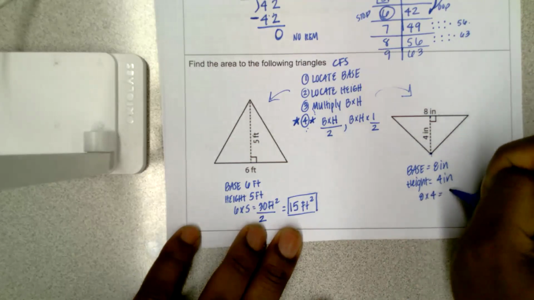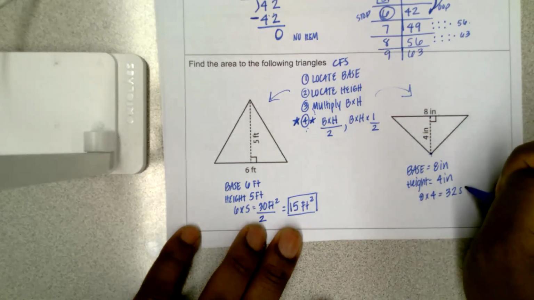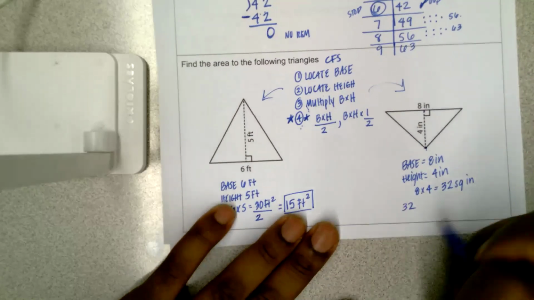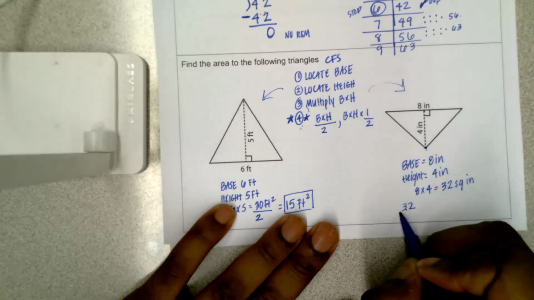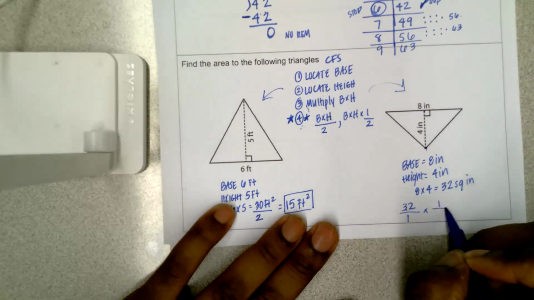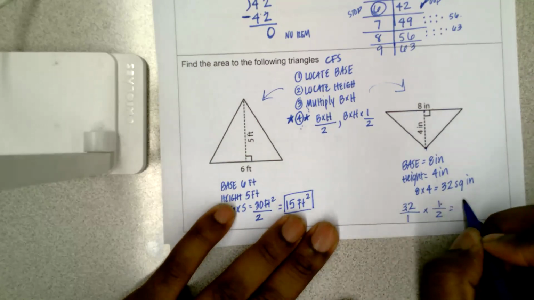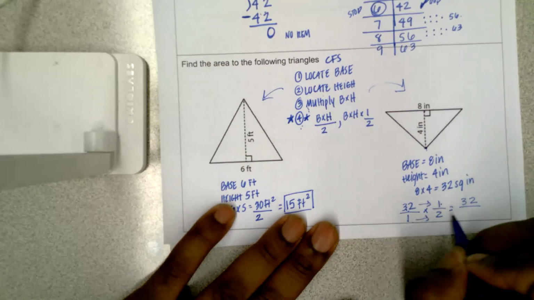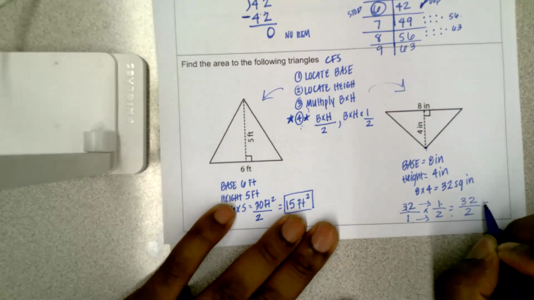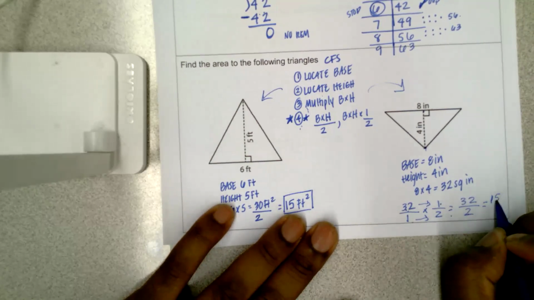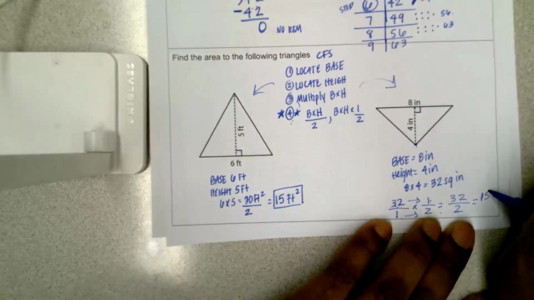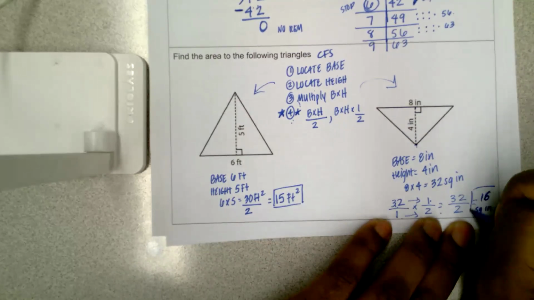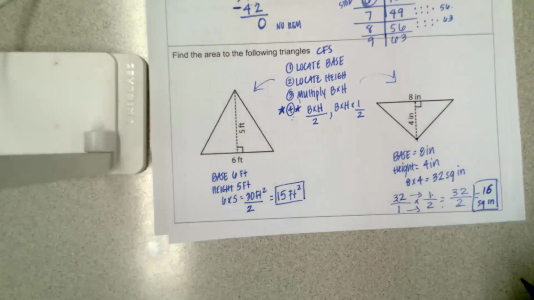8 times 4 equals 32 square inches. And 32, every whole number is written as a fraction over 1. It's multiplied by 1/2. 32 times 1 is 32. And when you multiply your fractions, you just multiply across. 1 times 2 is 2. 32 over 2 is 16. Oh, sorry, 16 square inches. So that's my area of my triangle.